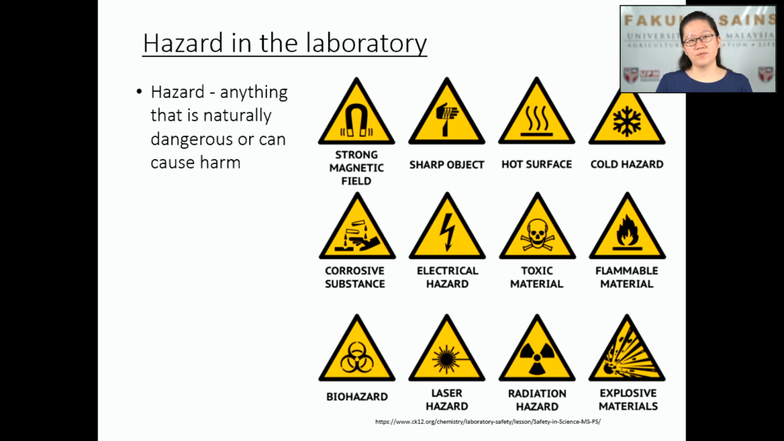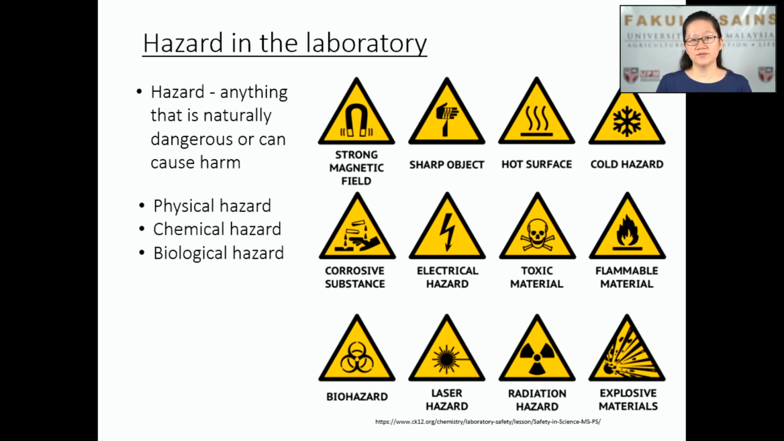Hazard can actually be present in any laboratory, and the types of hazards present in the lab depend on the type of work conducted in the lab. Hazard is defined as anything that is naturally dangerous or can cause harm. It can come in the form of an object, chemicals, biological agents, or even situations. These are some of the symbols often used to indicate the different types of hazard and to warn others of hazards. Hazard can be categorized into three main groups: physical, chemical, and biological hazard.